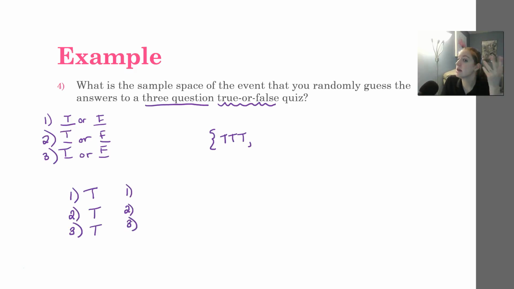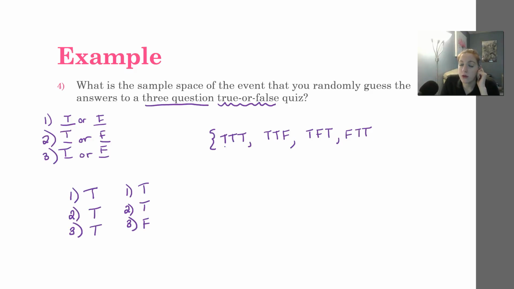3 questions. What are the options? So here, maybe one of them lists true, but then we want to flip and make the 3rd question false. This would be a different outcome, because it's not exactly the same. And we could actually change where that false is located, and that would change the outcome as well. So we could make it true, false, true. There's still one false, but we're just moving it around. False, true, true. So I've come up with 4 outcomes so far.